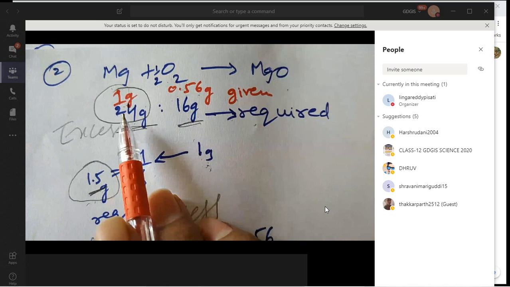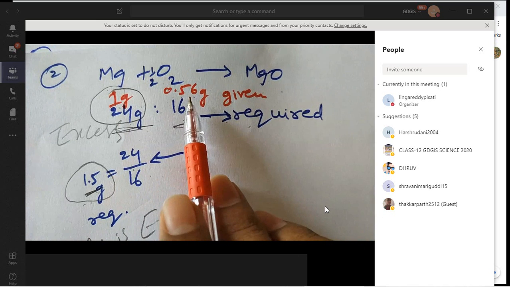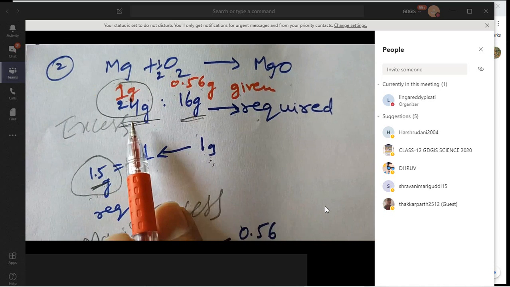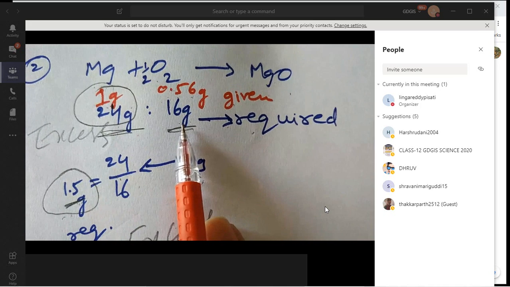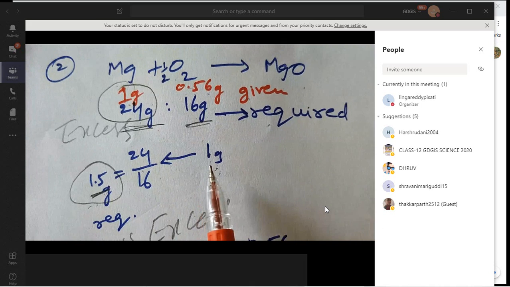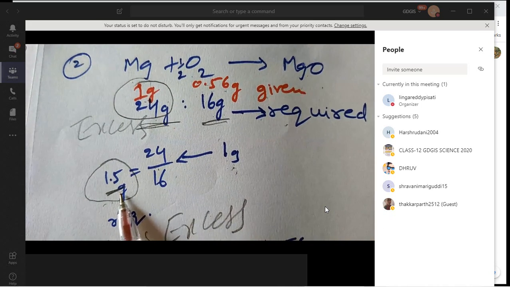These are the given values: 1 gram magnesium, 0.56 gram oxygen. But according to the balanced equation, 24 grams of magnesium reacts with 16 grams of oxygen. Now, you calculate for 1 gram of oxygen how much magnesium is required. 1.5 gram is required.